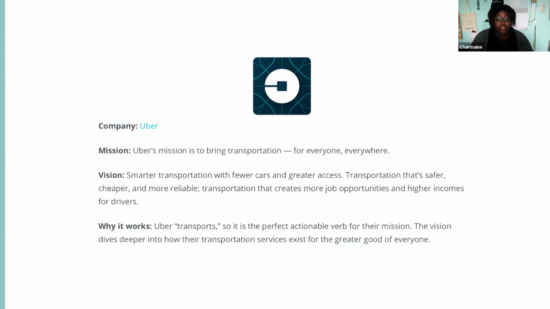Their vision statement is smarter transportation with fewer cars and greater access. Transportation that's safer, cheaper, and more reliable. Transportation that creates more job opportunities and higher incomes for drivers. Right? So again, you can see how their vision is more long-term goals and it's more of their purpose as opposed to just listing their products and services. So those are the differences between mission and vision.